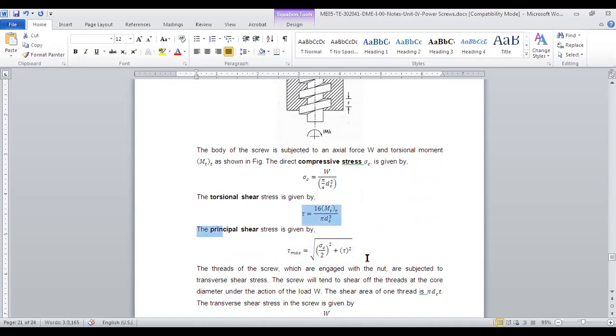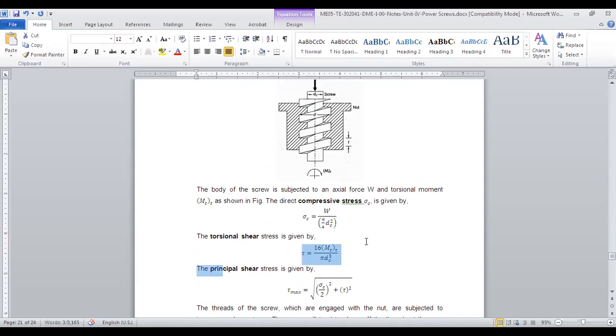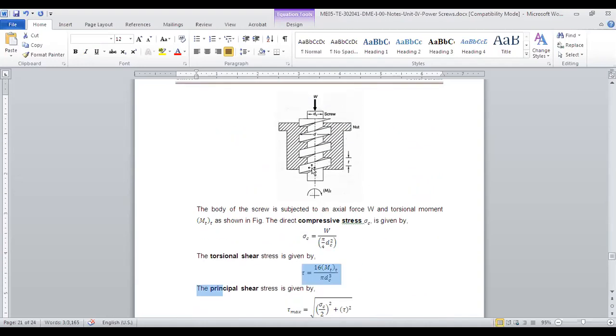Now this part is done for the core. Now what about the threads? Now just look at the threads. Okay. Now the threads will fail because of, as I normally say about how to check shear, assume it is made of a very soft material. So assume you have a core made of a thread made of a metal.